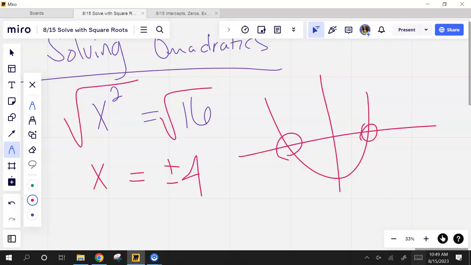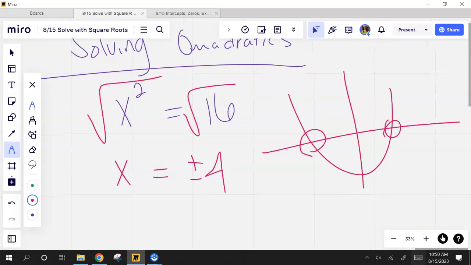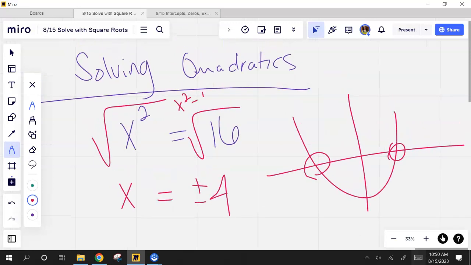x squared minus 16 would be x plus 4, x minus 4. Not x squared, but if you made it equal 0. So x squared minus 16 would look like this.